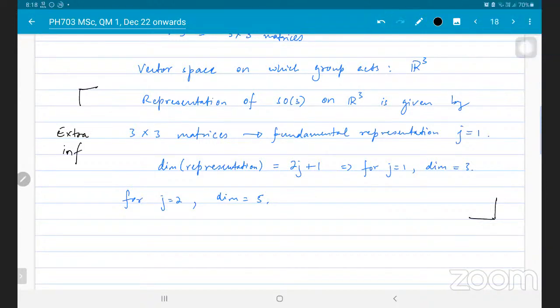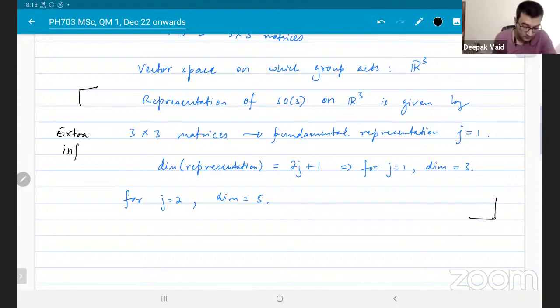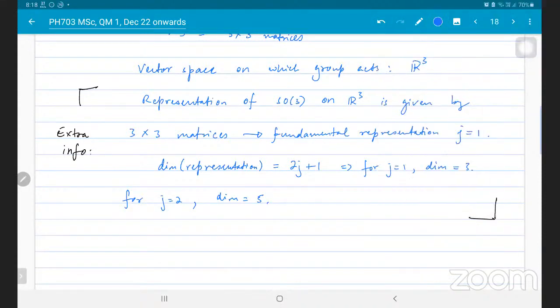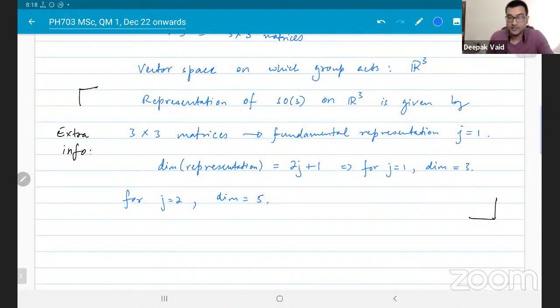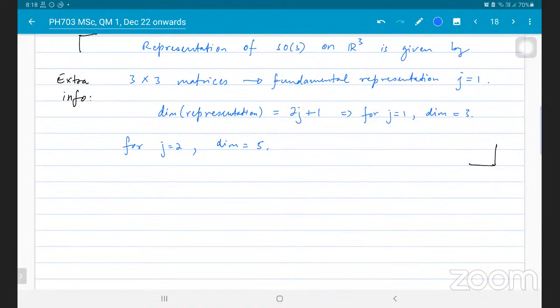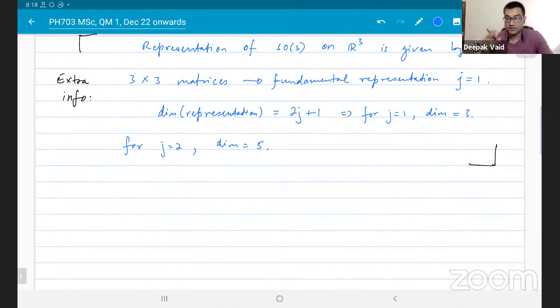Sir, J is also changed, no? J matrix is also changed? Absolutely. So what is J? J is the generator of rotations. If you change the representation, and your rotation matrix becomes 5-dimensional, then your generator will also have to be a 5-dimensional matrix.